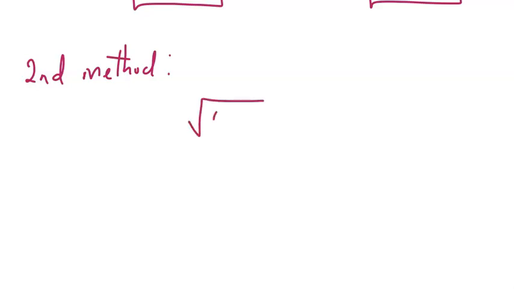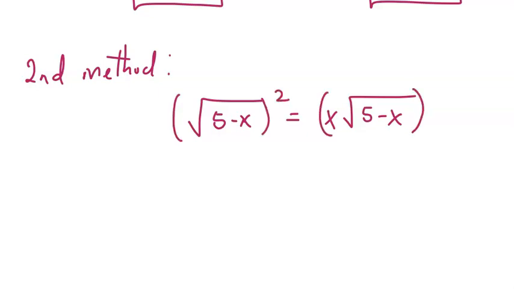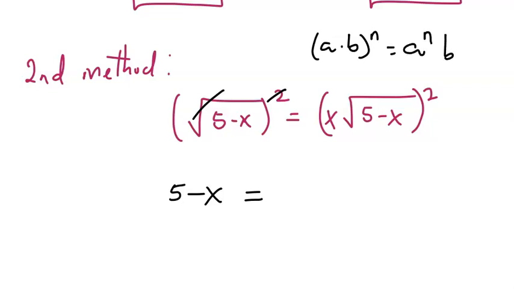So remember, we have the square root of 5 minus x, that this is equal to x times the square root of 5 minus x. So let's go ahead and square both sides. So by squaring both sides now, this square will cancel the square root. So we have 5 minus x here. So this will be equal to, remember that when you have a times b to the power of n, this is same as a to the power of n times b to the power of n. So this one here will be x to the power of 2 multiplied by square root of 5 minus x to the power of 2 will only give us 5 minus x.